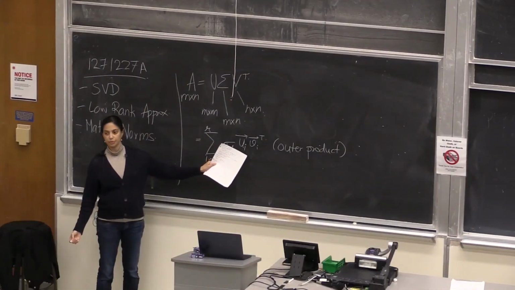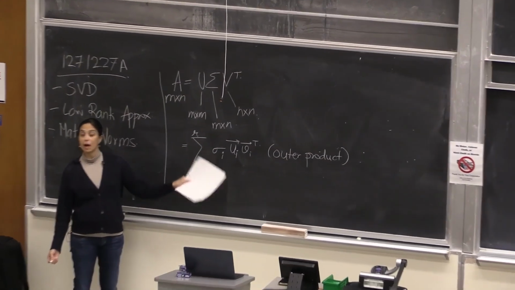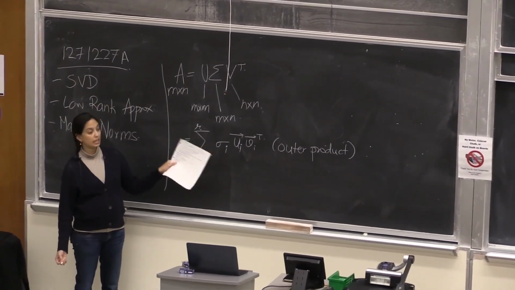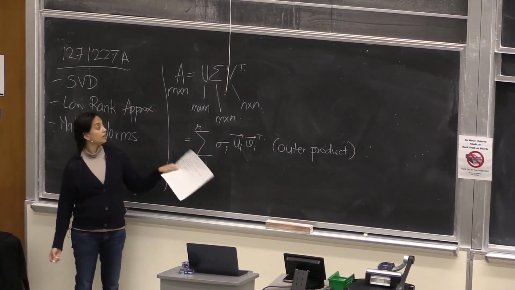What is the dimension of u i v i transpose? Right? Is this a scalar? No, right? Is this a dot product? No, this is not an inner product, this is an outer product, right? So this is going to give me a set of m by n matrices that I add up to get my A.